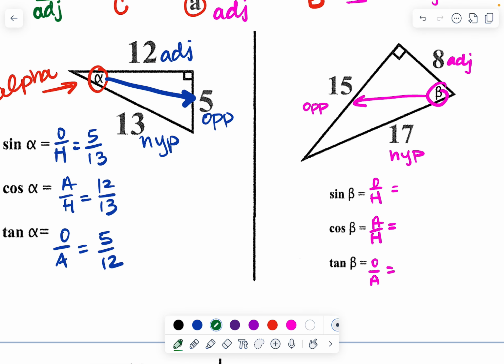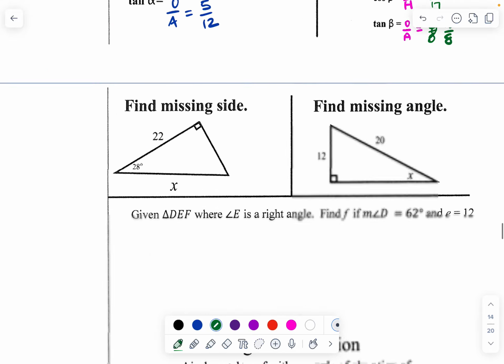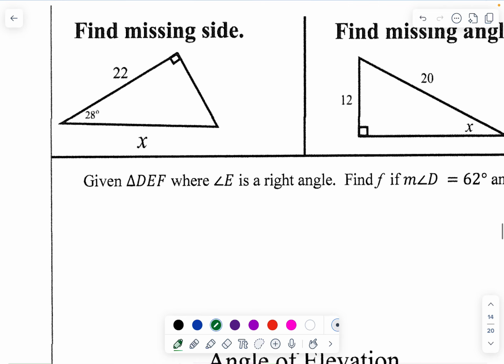All right, let's check to see what you got. So you should have gotten opposite over hypotenuse here, adjacent over hypotenuse, and opposite over adjacent. Oopsie, I wrote that wrong. Opposite over adjacent here. Good job. So how do we find the missing side?